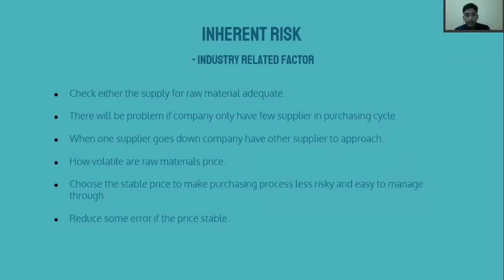So the second element of risk is inherent risk. The first step is industry related factors. The company needs to check whether the supply of raw material is adequate. There will be a problem if the company only has a few suppliers in the purchasing cycle. When one supplier goes down, the company has other suppliers to approach if they have many suppliers. They also need to consider how volatile the raw material price is. There will be fewer errors if the price is stable.